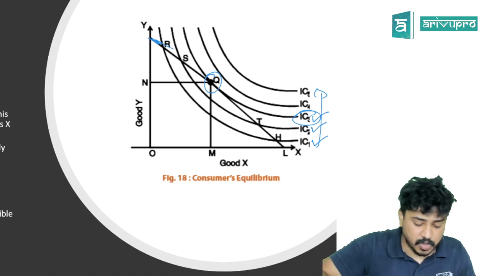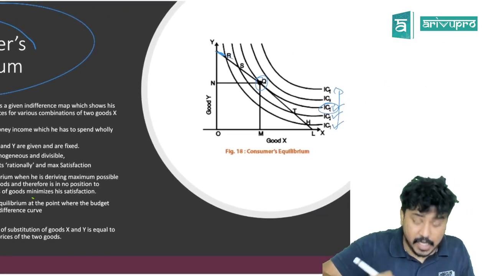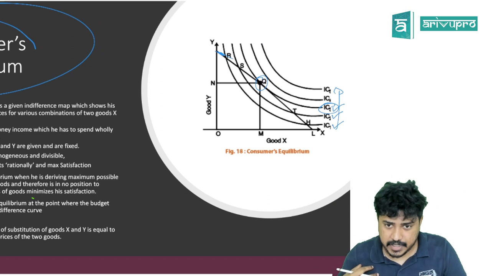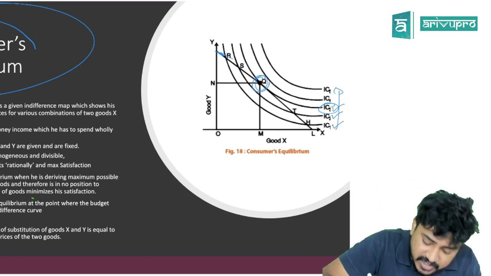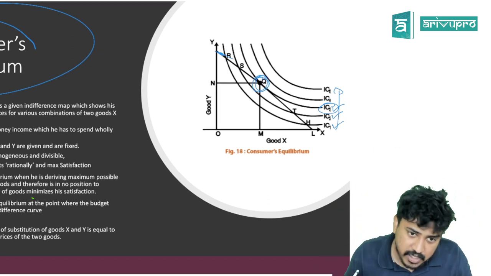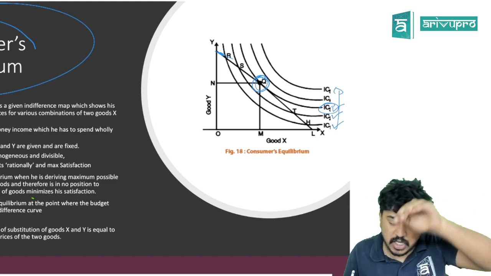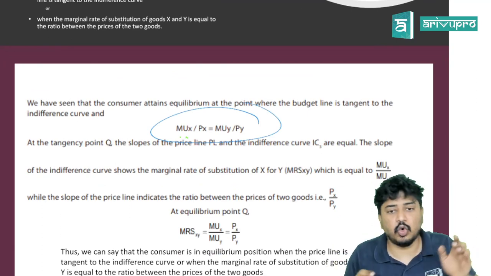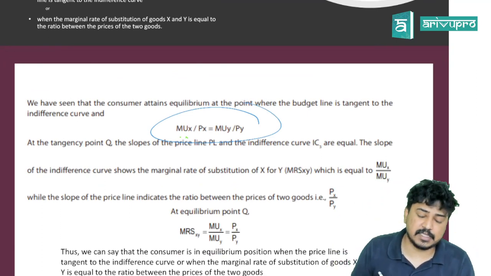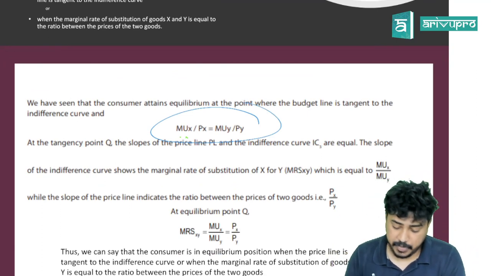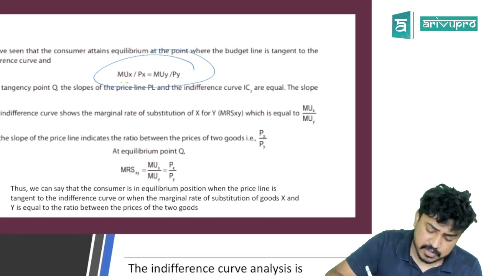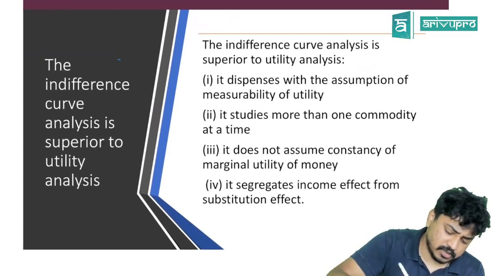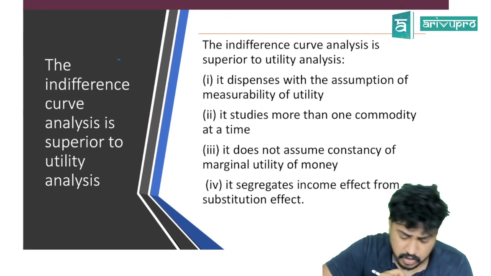Are we clear? So he'll spend all his money and try to get the maximum satisfaction, which is nothing but the IC curve tangent to the budget line. In that tangency, what happens? MUX by PX is equal to MUY by PY, right? This is the formula which will also come. Done. That's for indifference curve equilibrium.